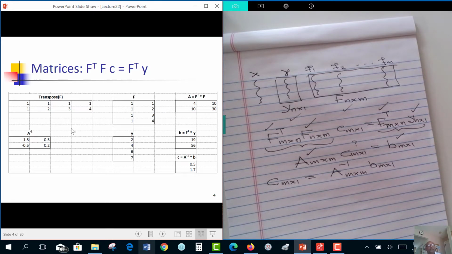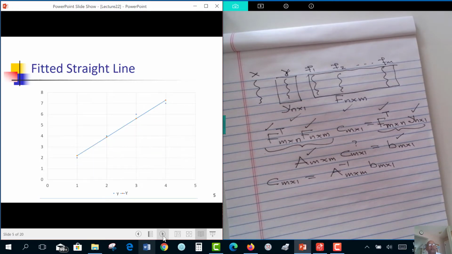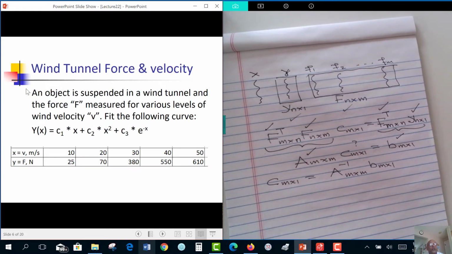We should really do it properly in an Excel spreadsheet, and that's what I'm going to show you next. But just to let you know, in case you think we are just fitting a straight line, we are not. Let's take a little more complex example. This was our fitted straight line. So here is our example, a very practical one.